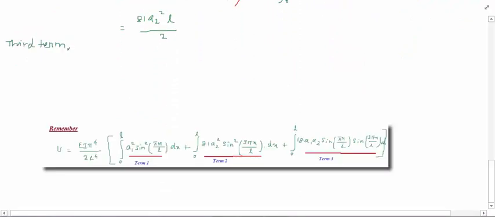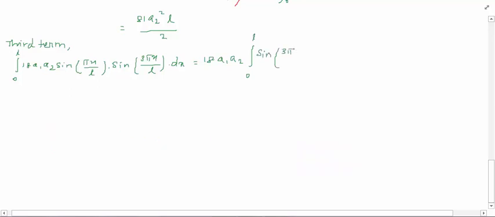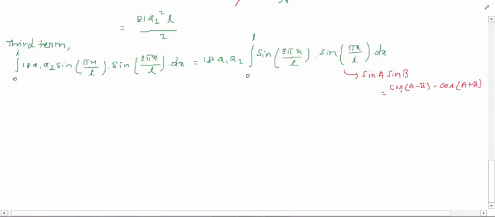Okay, now we have to take the third term, that is 18 a1 a2 sin of πx by L into sin of 3πx by L. This can be rearranged: let me take the constant 18 a1 a2 outside, and sin 3πx by L into sin of πx by L. So this term looks like sin A into sin B. This can be written as cos of A minus B minus cos of A plus B, divided by 2.